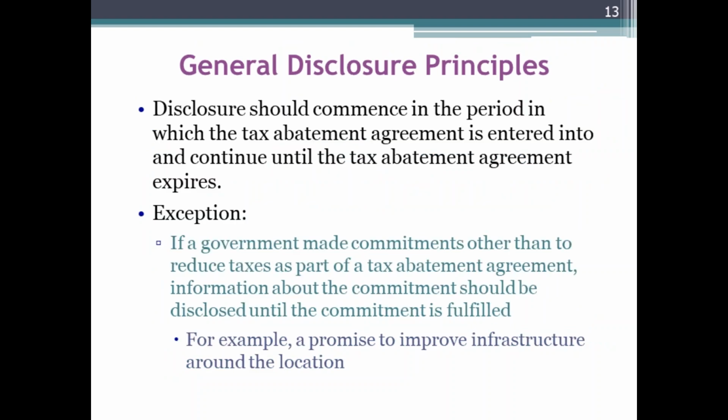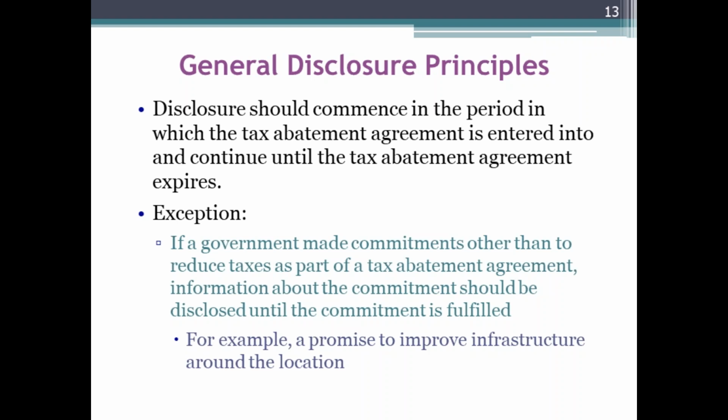Also with disclosure, disclosure has to start in the period in which the tax abatement agreement was entered into, and it has to continue until the abatement agreement expires. What that means for you is that in the year taxes are first abated, there's some information you're going to have to disclose. And we'll get to how you know what that information is when Andy talks about the spreadsheet that Ted has put together that's going to make everybody's life a little easier.